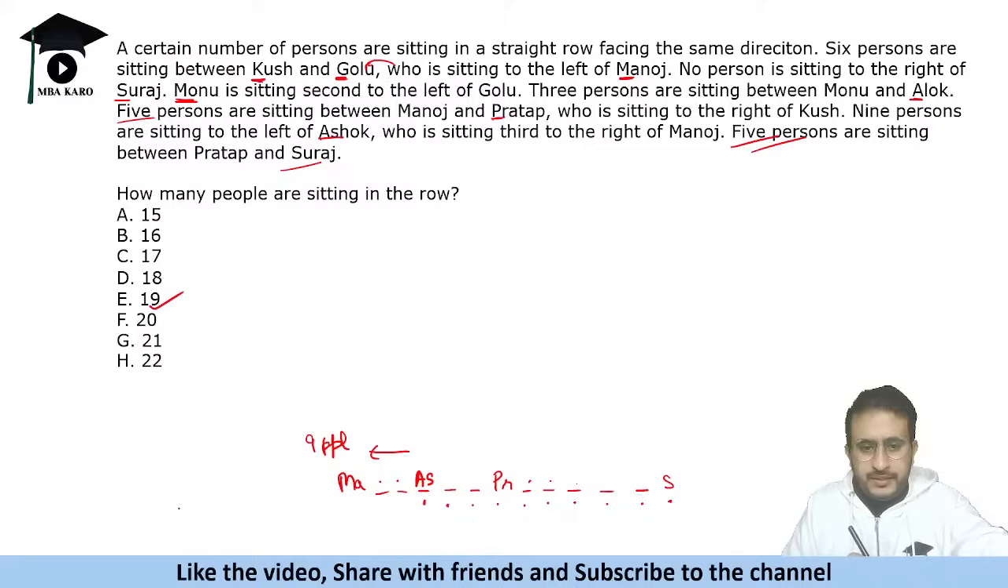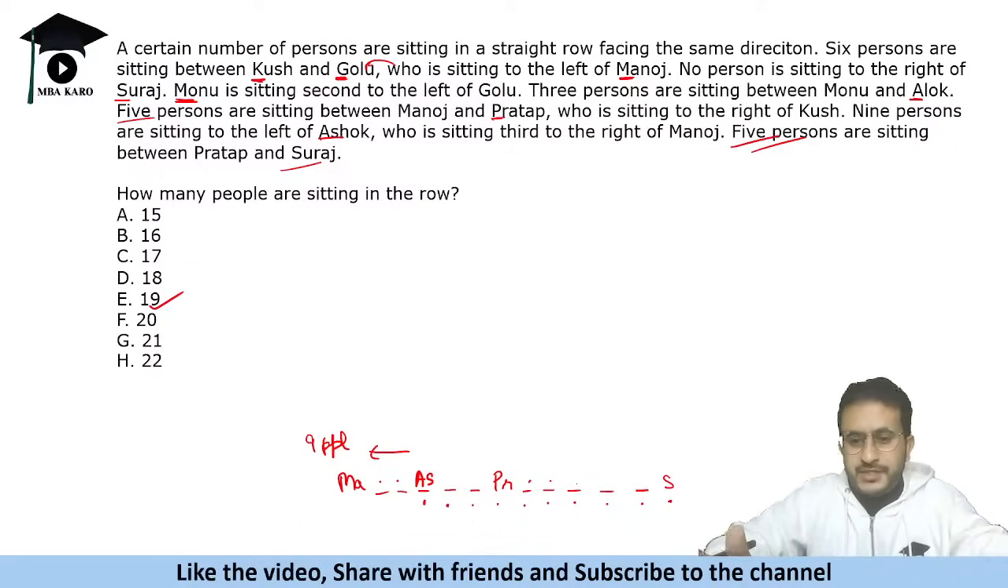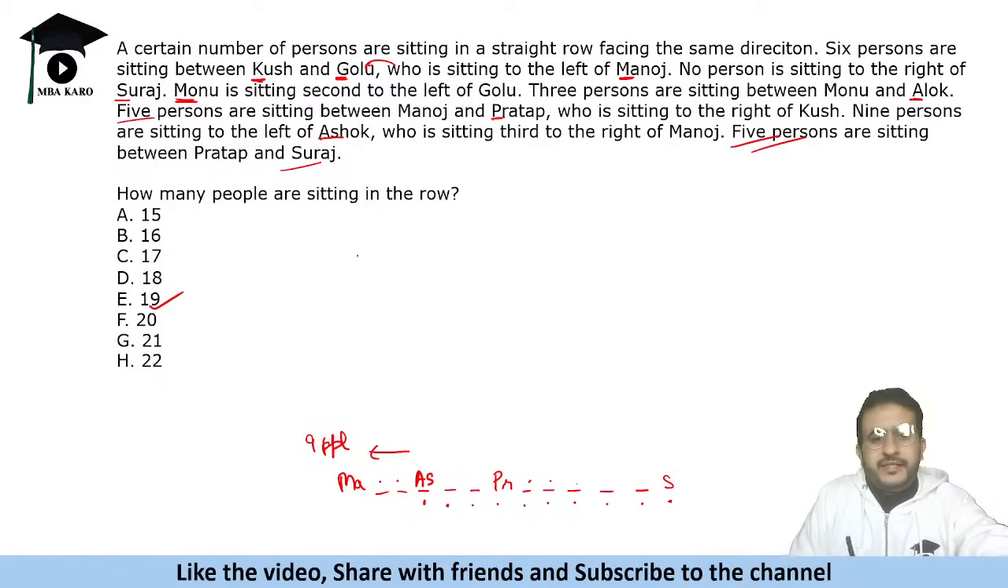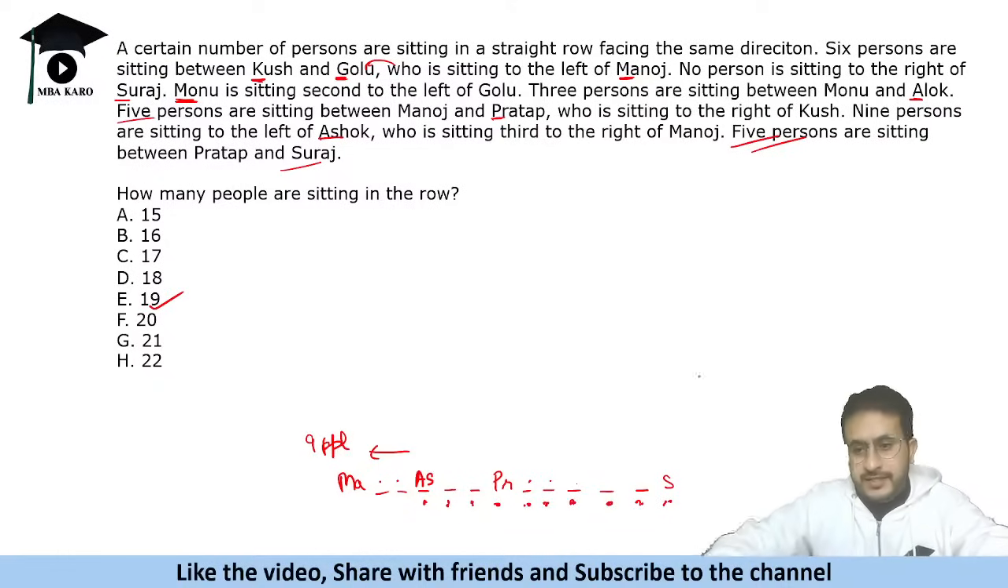You do not need to arrange because there is no extra question in this. If there was an extra question, then of course you would do it. But if you see this question, how many people are sitting in a row? I would just answer 19 because there are 10 people here, 5, 6, 7, 8, 9, 10, and 9 people to the left of Ashok. So the answer is 19.